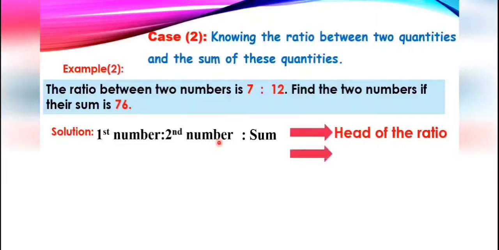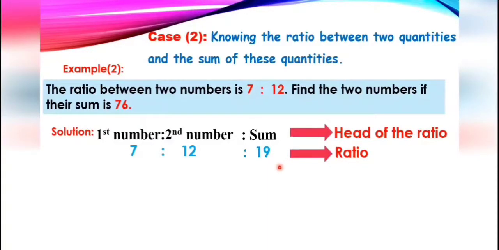So write the head of the ratio, then write the ratio. The second line is always for the ratio. The ratio here is 7 to 12. And here I have to add the two terms of the ratio, 7 plus 12. It's for the ratio, so I will find the sum of the ratios.